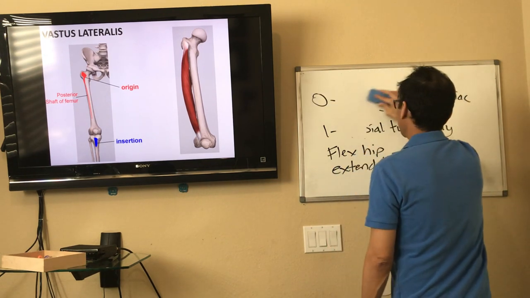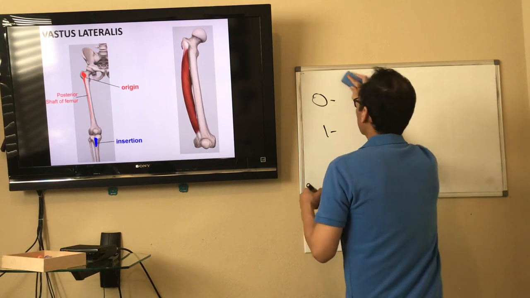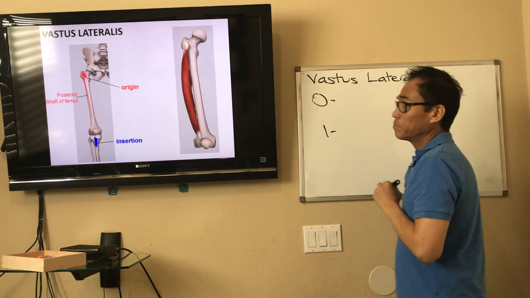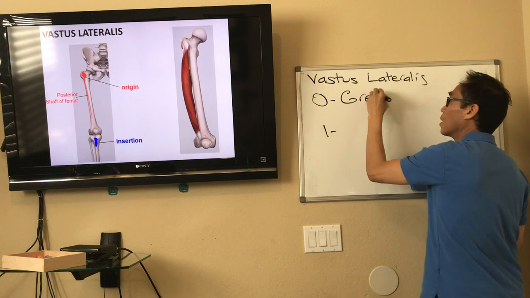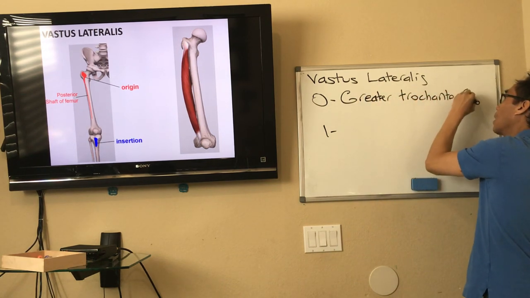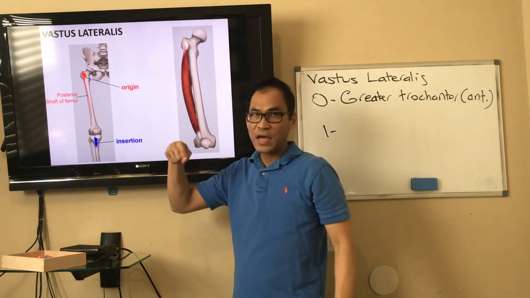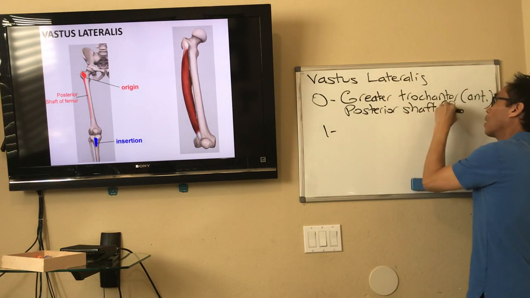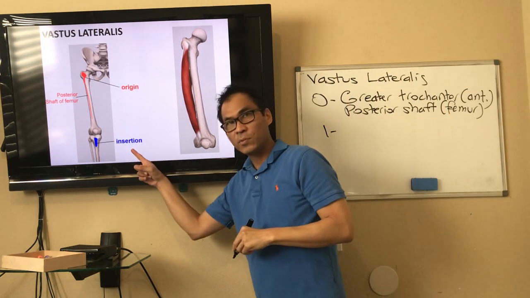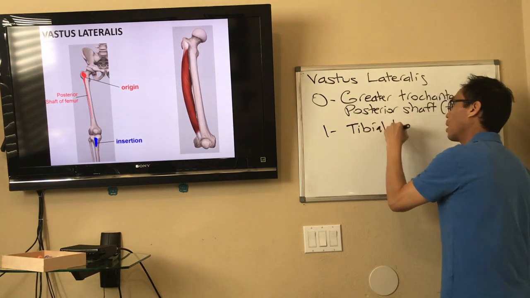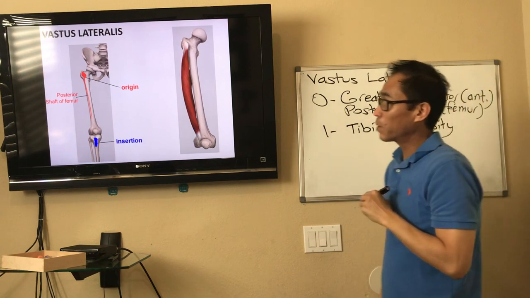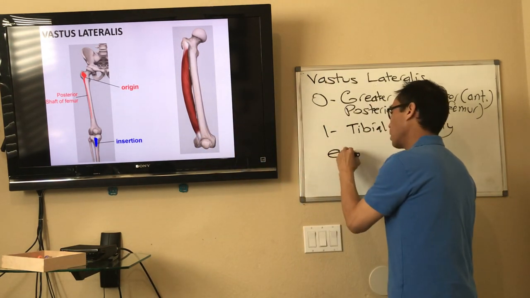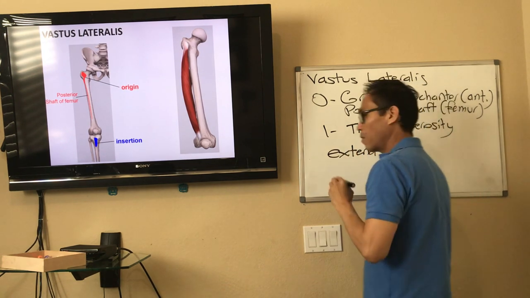What's this? Vastus lateralis. It originates at the greater trochanter. I'm going to put A and T for anterior, then it's going to go to the posterior shaft of the femur. It's going to insert again on the tibial tuberosity. So this muscle, look at where it originates. It doesn't cross the hip joint, but it does cross the knee, so this can only extend the knee. It has no function on the hip.